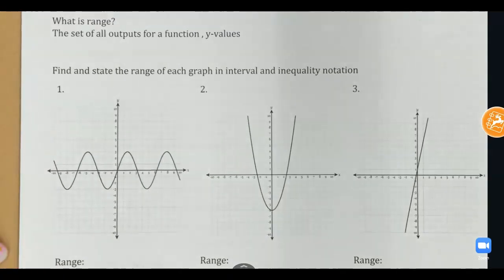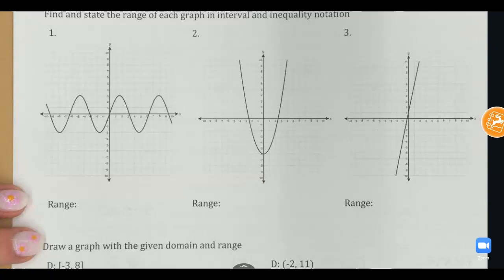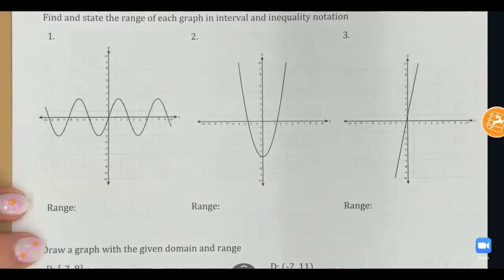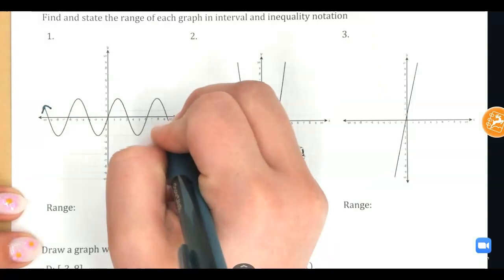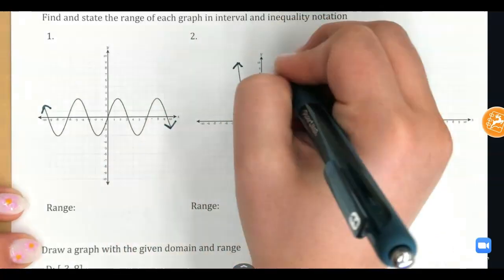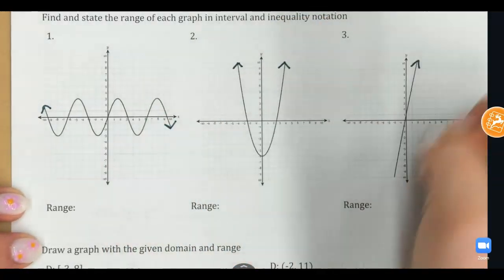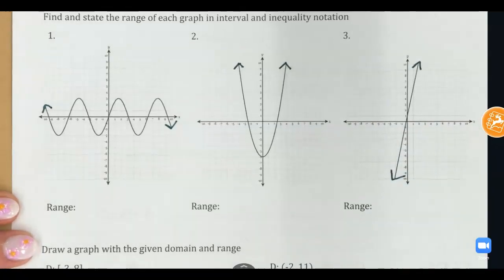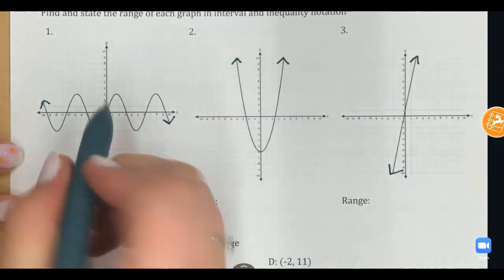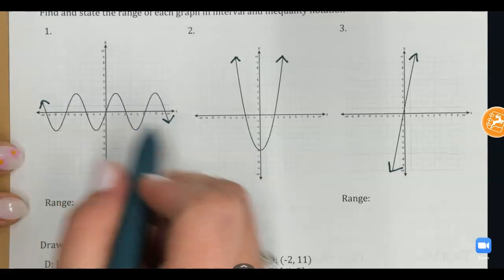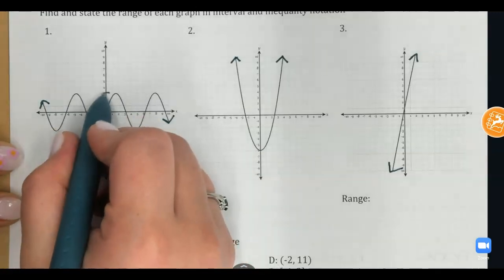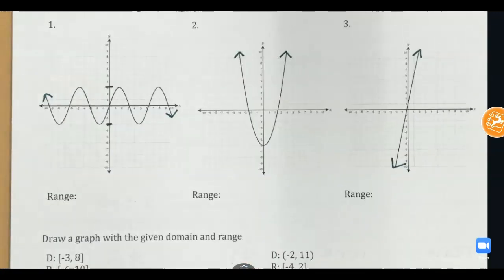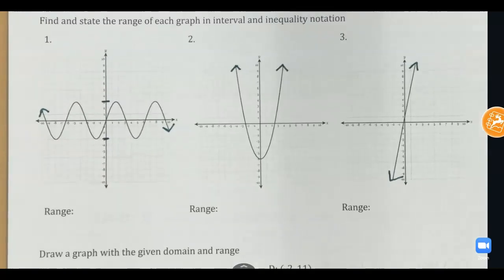I mean, range is your y values. So looking at all three of these graphs, these arrows are not explicit, so we're going to add them in. They got cut off. We want these going off forever. So on the first graph, my range, my y values, I'm bouncing back and forth from -3 to +3. And I don't have any gaps, I don't have any open circles, so we're going to include those values.